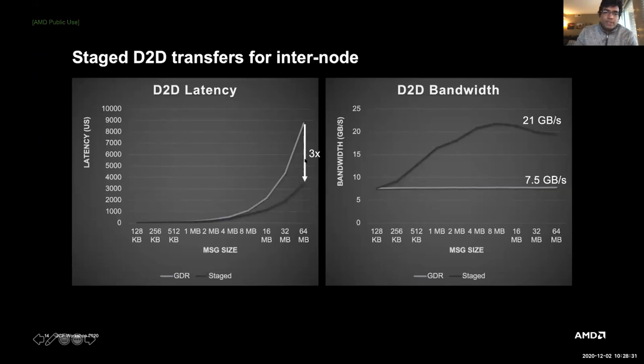With those changes, we actually see a very good improvement in performance. In terms of latency, we see a 3x improvement from the current GPU Direct RDMA design to the staged design. And we also see good improvement in the bandwidth. We go from 7.5 gigabytes per second to up to 21 gigabytes per second, so close to the line rate. Of course, there is some overhead due to the pipelining and staging involved, so it does not reach the full 24 gigabytes per second.